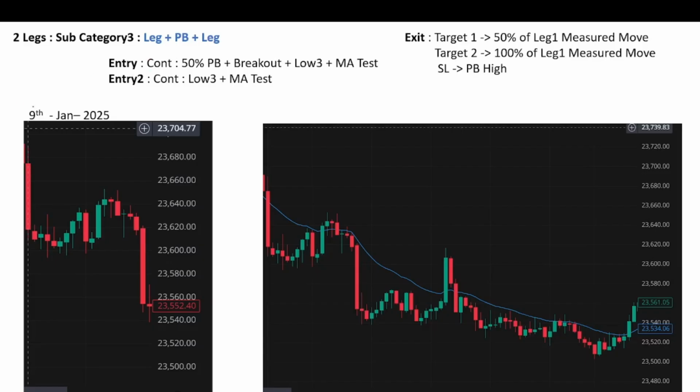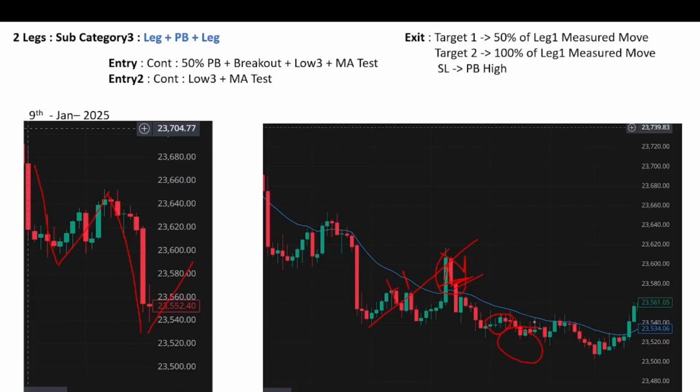So yeah, on 9th October we had leg 1, 50% pullback and leg 2. With leg 1, pullback, leg 2, you should be looking out for pullback according to the rules. Here we got the pullback. Not only did we get the 50% pullback, but we also had low 3 here. This is low 1, this is low 2, and this is low 3. You can enter here, and even if you exited somewhere around here, you could make some profit.